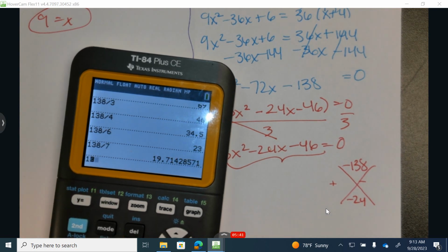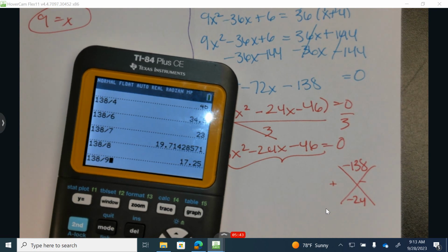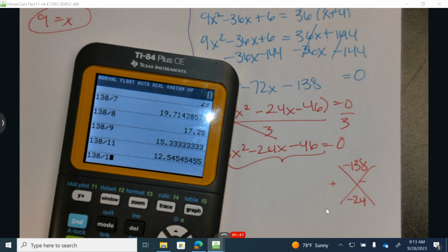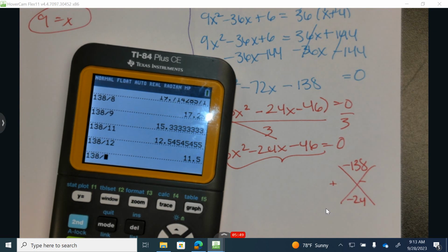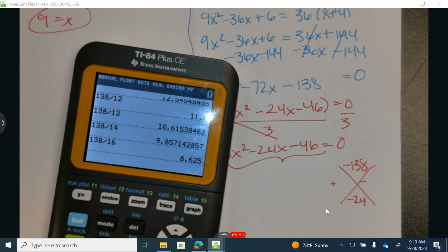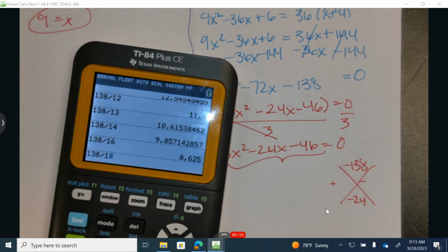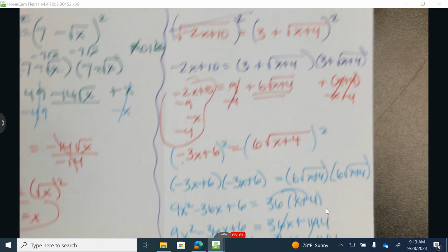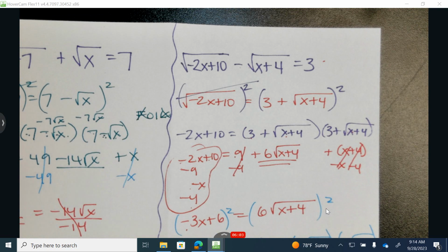138 divided by 7, 138 divided by 8, 138 divided by 9, 10's not going to work, 11's not going to work, maybe 12, 138 divided by 13, by 14. Oh, I'm starting to get worried here. Maybe I made a mistake. Let's go back and look at my work really quick and see. So let me come back up here and just check. Let me start to make sure that I wrote the problem down correctly.